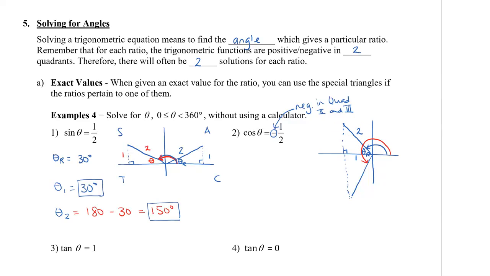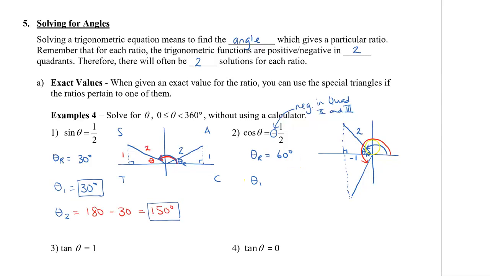Now, if you want, you can also label this as -1, so that you can see that that's why this is negative. All right, so based on memorizing my special triangles again, since this value here is -1, I know that my reference angle equals 60 degrees. Now this time, it doesn't happen that my reference angle is one of my solutions.